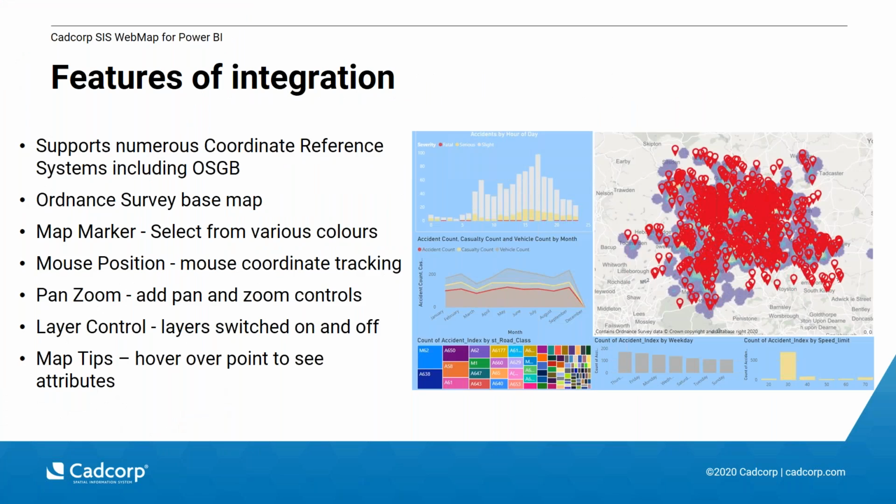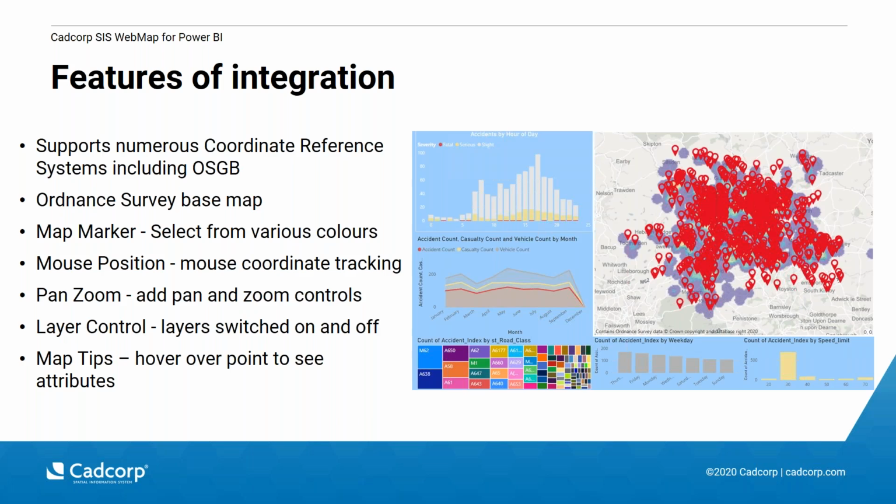So some of the features of the integration: one of the key ones is that numerous coordinate reference systems are supported within this technology. If you're familiar with Cadcorp technology, Cadcorp SIS supports lots of coordinate reference systems, and this is all brought across in this integration. The key thing to consider, especially for people in the UK, is that Ordnance Survey base map data is supported in this.